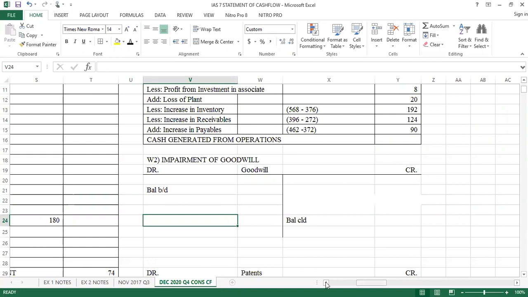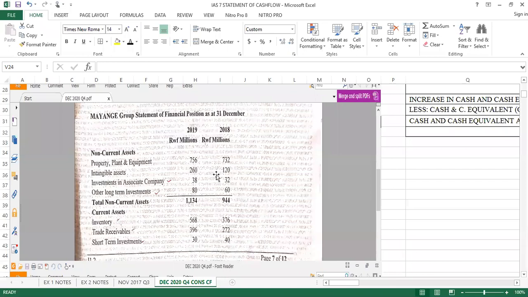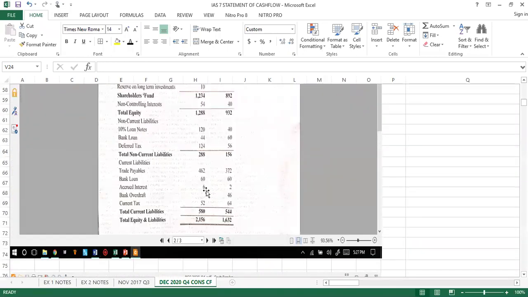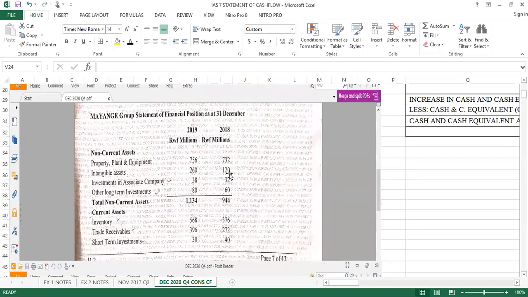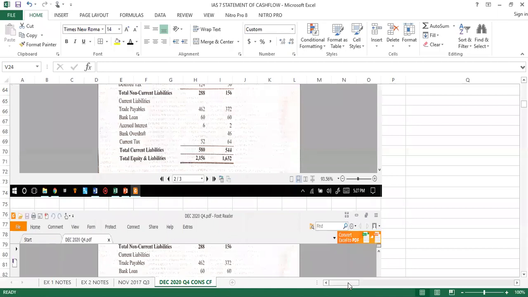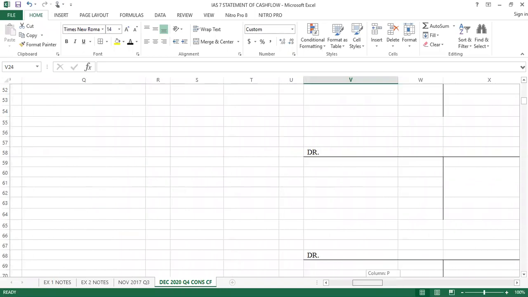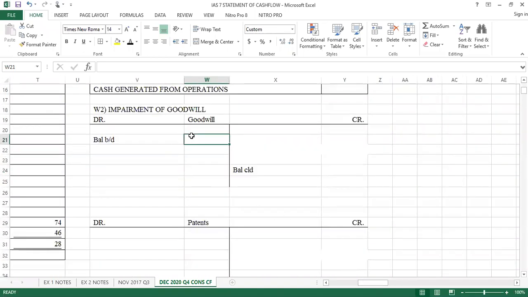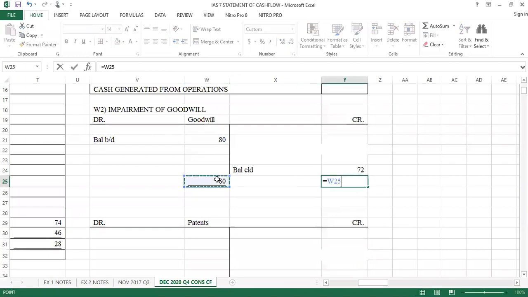Yeah, we were given this. Kindly remember, here we were just given total intangible assets, but we need the breakdown. The breakdown of the 260 and 120 was given in this table here. But goodwill, opening is 80, closing is 72. There is no additional information that tells you there was another company that was acquired with a goodwill. So in this case, the highest figure is 80. You bring the 80 also there.